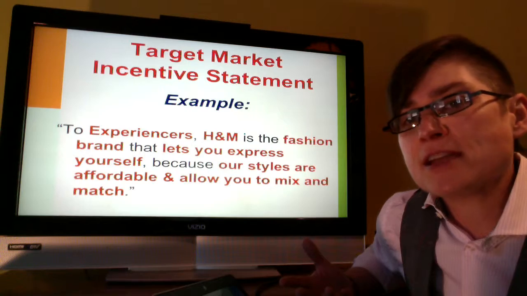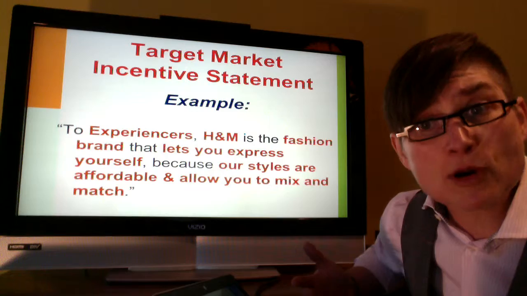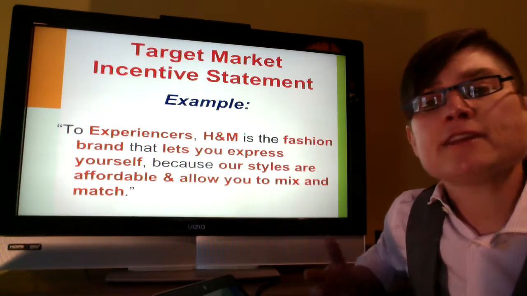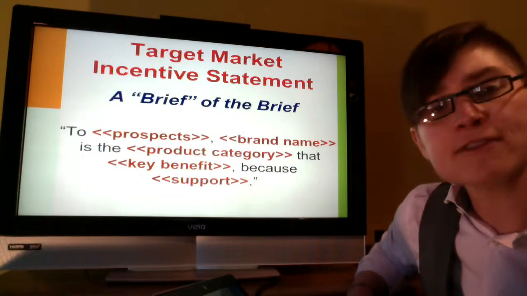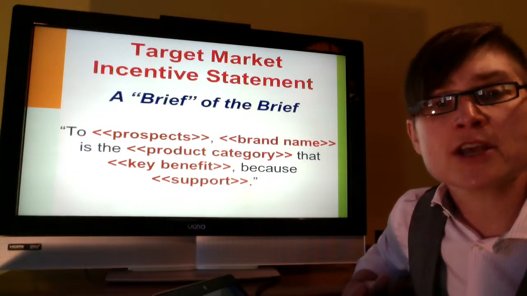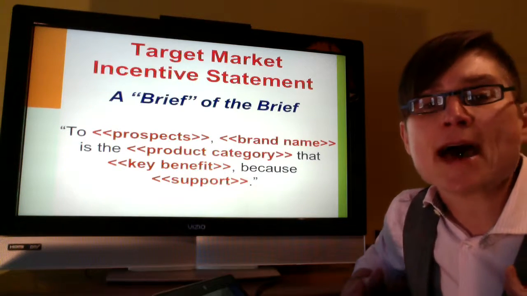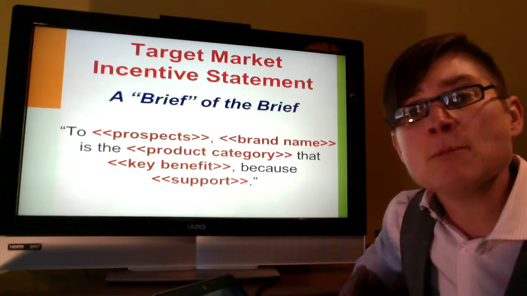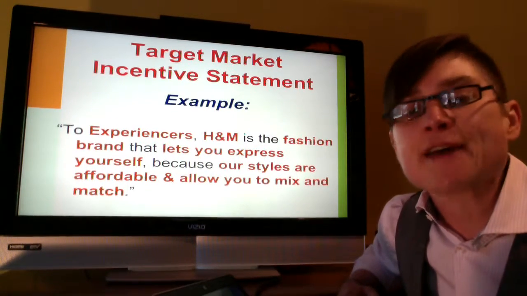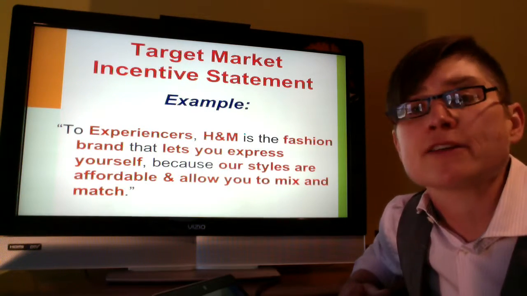That's something that I think the H&M brand does quite well. And then the support is the styles are affordable. You could buy many different styles and then you can mix and match those styles. So it allows you to be creative and allows you to show who you are. So just to go back, the brief of a brief, that's what the target market incentive statement is. To prospects, our brand is the product category that provides a key benefit because of some support. So to experiencers, H&M is the fashion brand that lets you express yourself because our styles are affordable and allow you to mix and match.